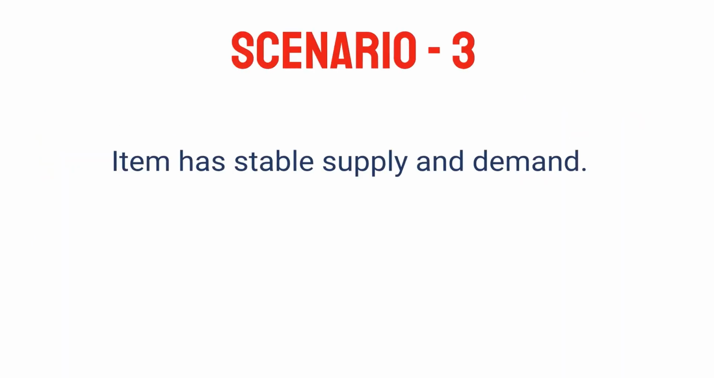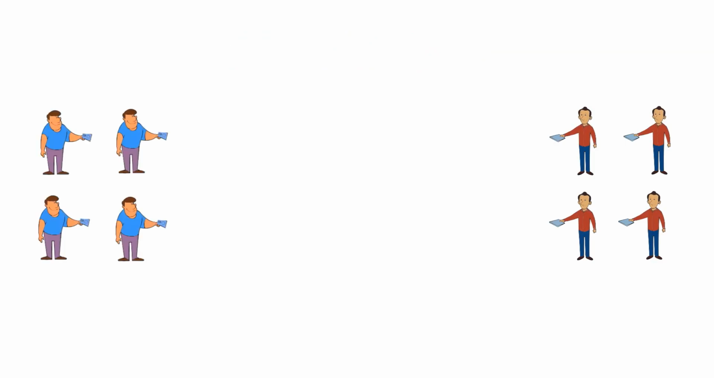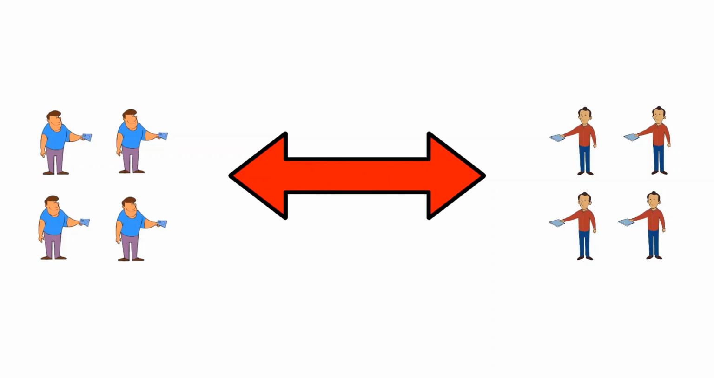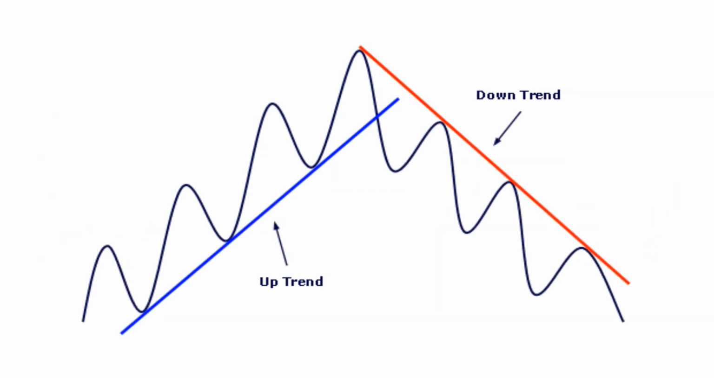Scenario 3: the item has stable supply and demand. In other words, sellers and buyers are almost the same. In these cases, the price doesn't fluctuate much and trades in a range. When we compare these with the stock market, Scenario 1 represents an uptrend, Scenario 2 a downtrend, and Scenario 3 sideways or range bound. Even if the stock is in an uptrend or downtrend, it never moves in a straight line.